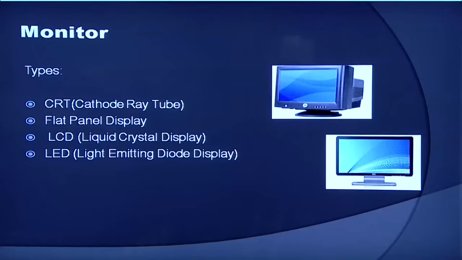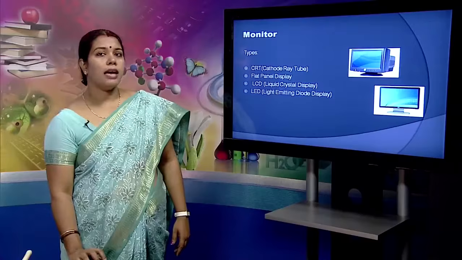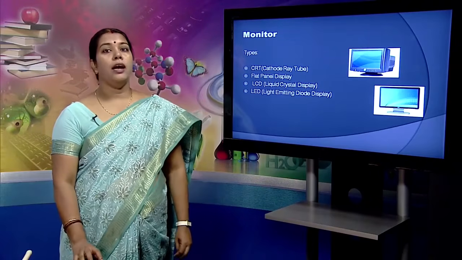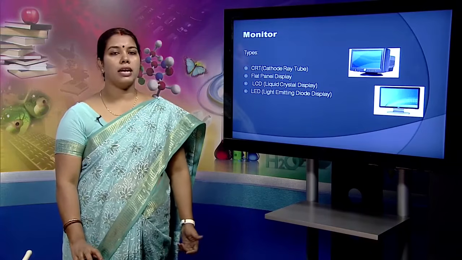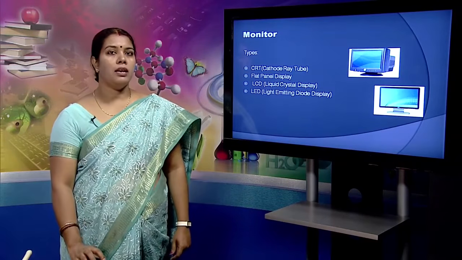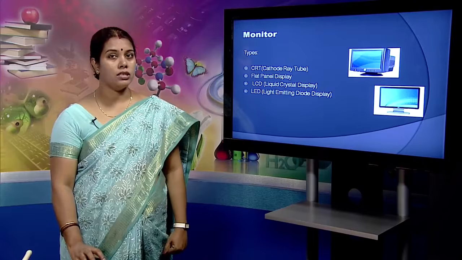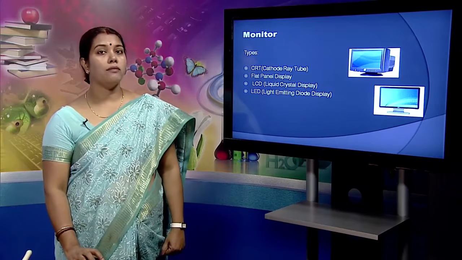Basically there are two types of monitors: CRT, that is cathode ray tube, and flat panel display. Flat panel display may use LCD technology, that is liquid crystal display, or it may use LED, that is light emitting diode display. Basically the CRT, cathode ray tube monitor, is a typical monitor that you can see on a desktop computer. It looks a lot like the old style television screen and works the same way. These monitors have a stream of intense high energy electrons which is used to form images on a fluorescent screen.